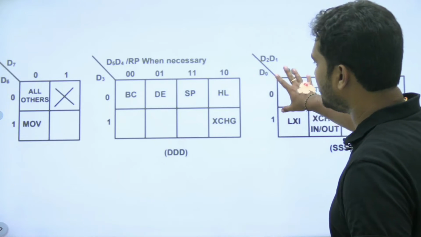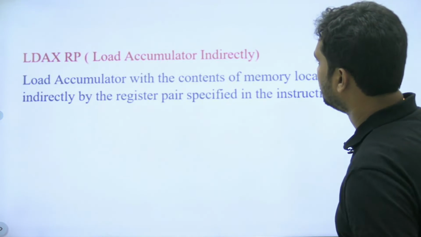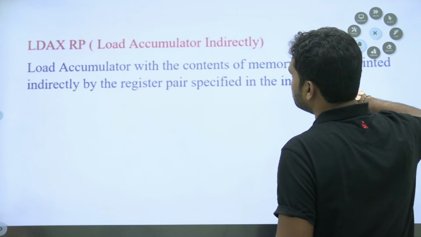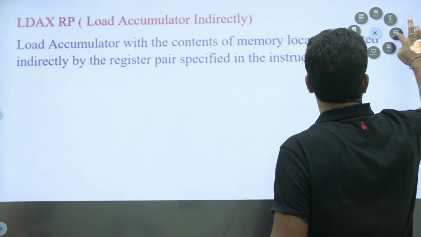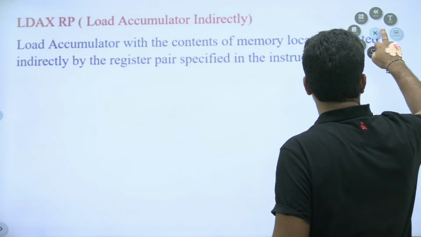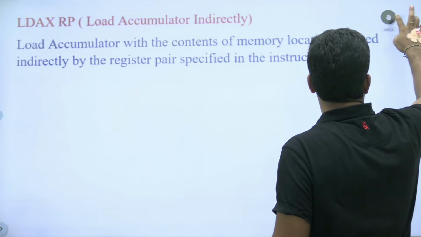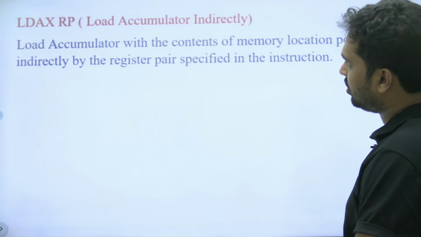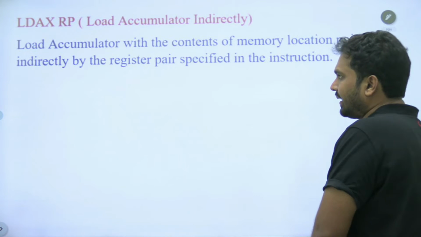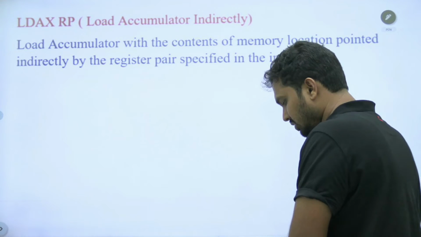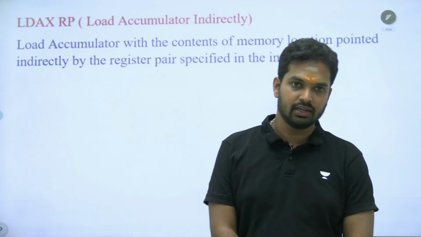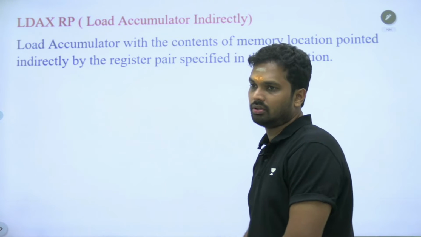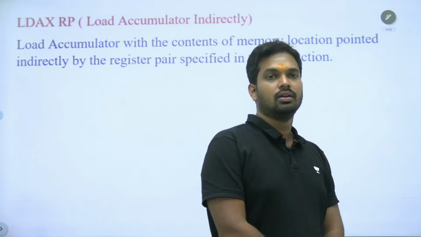These things, last lecture I explained these parts, so I am not touching them again. Right. Now see here. Right. So LDAX RP. Load accumulator X, okay, indirectly, with the content of the memory location specified by the register pair. I'll explain it again, don't worry. Load accumulator indirectly with the content of the memory location pointed by the register pair.